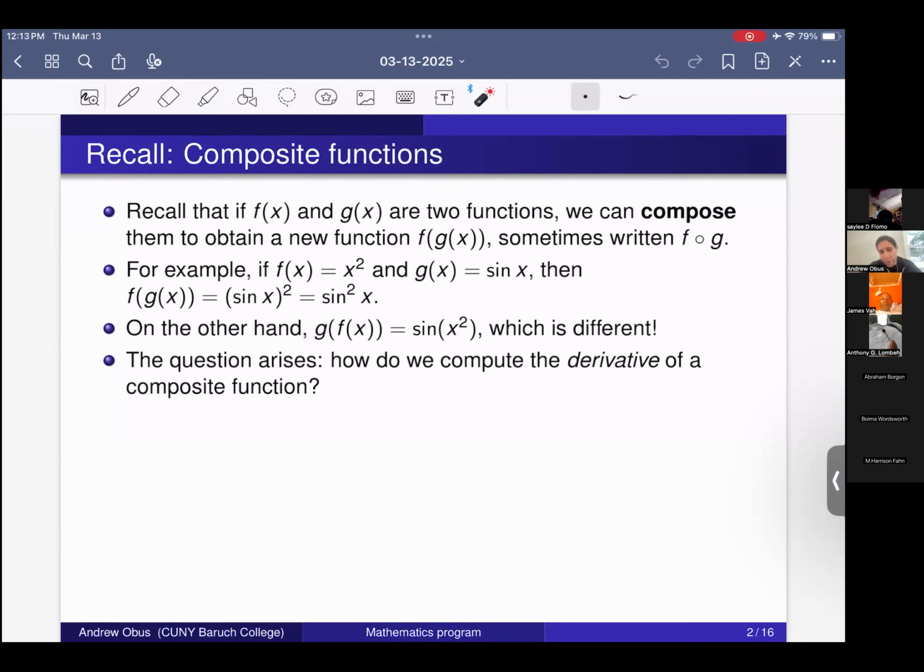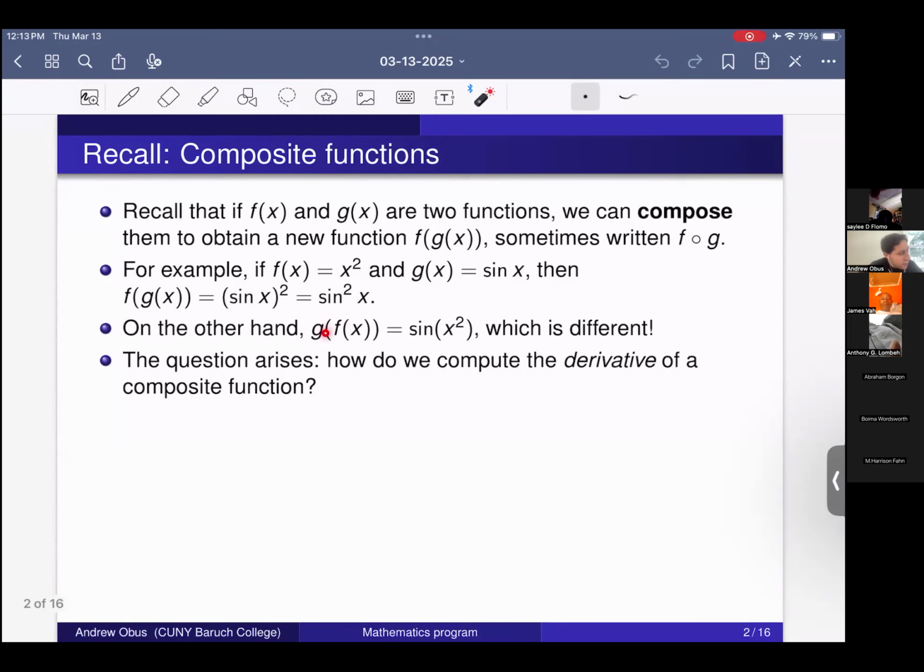The other way is g of f of x, where you do f first and then g. So you first make it x squared and then you apply sine. So that's sine of x squared. And we know that sine of x, squared, otherwise written as sine squared of x, is not the same function as sine of x squared. These are two different functions. It matters which order you do this composition in.